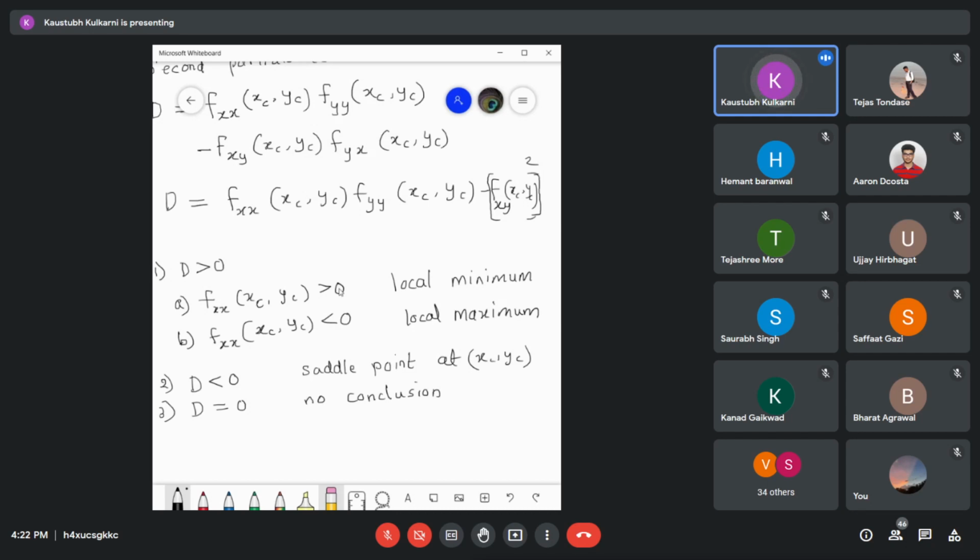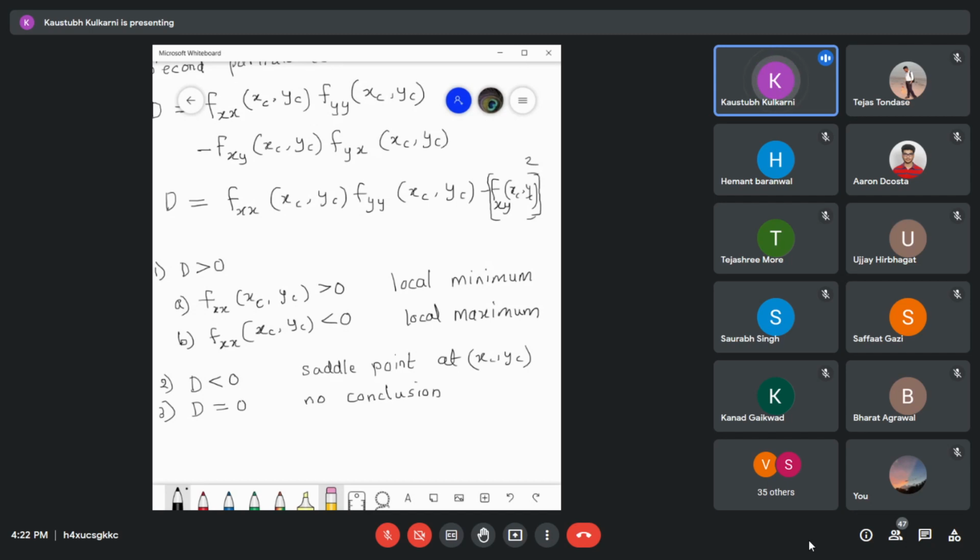No conclusion means we cannot even say whether it is a local minimum, local maximum, or saddle point. In this case, you will have to use some other methods, maybe look at its graph, or maybe try the completing the squares method. Whereas these other cases are conclusive. You don't need to test anything else. But at D equal to 0, you will have to test something else.